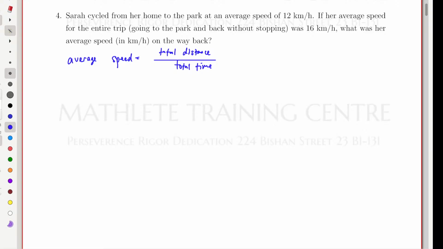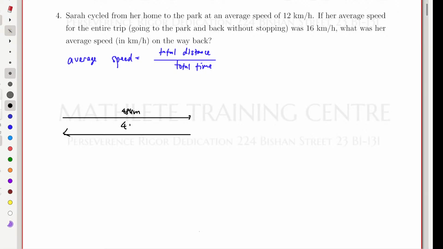Okay, here what we can do is set some kind of convenient distance. Now, if I set a convenient distance, I'll try to look for a multiple of 12 and 16. I notice that 48 is a multiple of 12 and 16. So let's say that the entire journey is going to be 48 km one way. Yeah? There is also going to be 48 km on the way back.